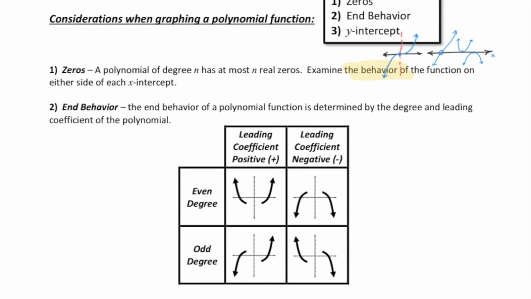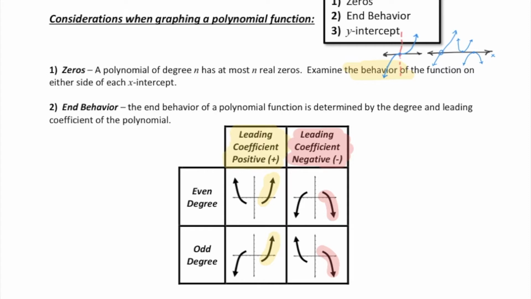The second thing that you want to look at after you consider the zeros of the function is the end behavior. You're going to need to know this by heart here. If the leading coefficient is positive, the right end goes up. If the leading coefficient is negative, the right end goes down. So the leading coefficient, the number that's multiplied in the first term of the function equation, if it's a positive number, then the right side of the graph goes up. And if it's a negative number, the right side of the graph goes down.